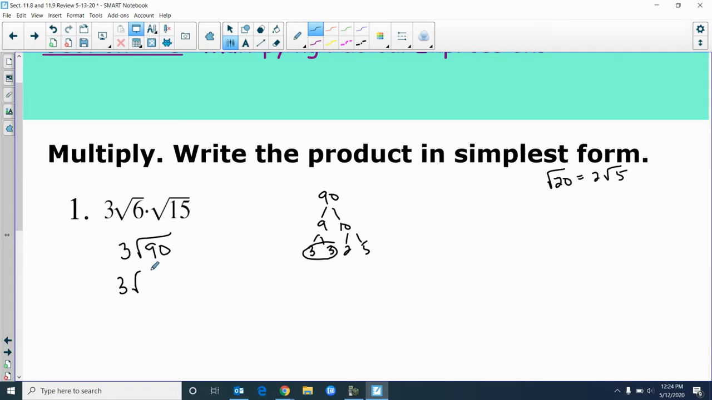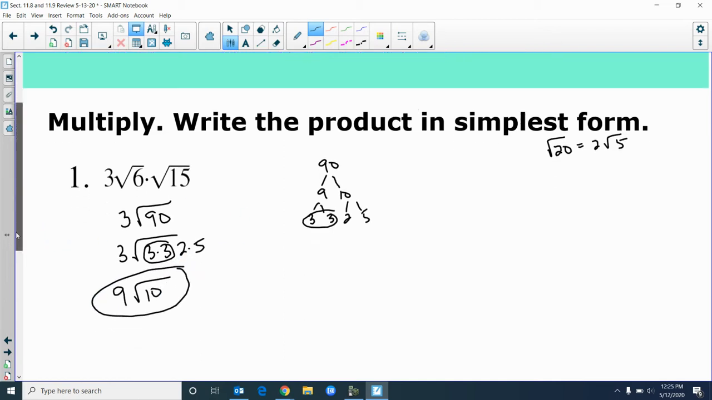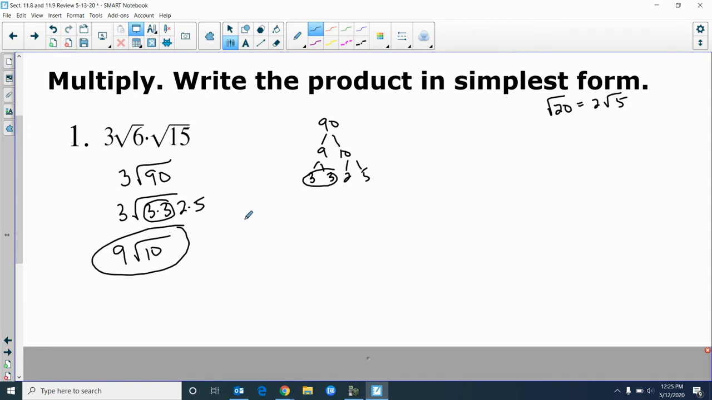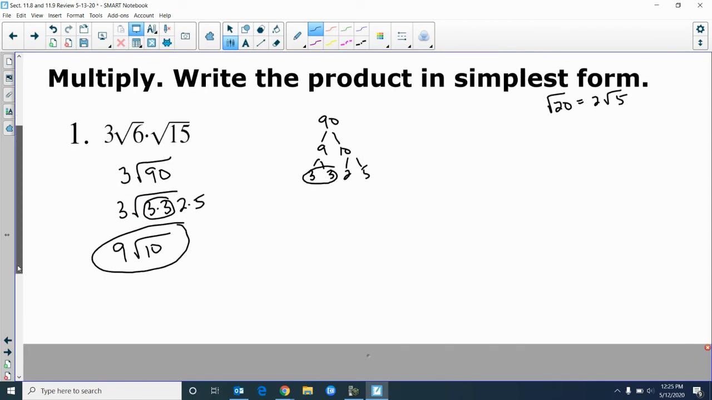When I simplify this, the pair of 3's gives me one 3 on the outside. There's already a 3 there, so they multiply together. And then multiply the 2 and the 5 together. So you get 9 square root of 10. So don't forget, you always have to simplify at the end.